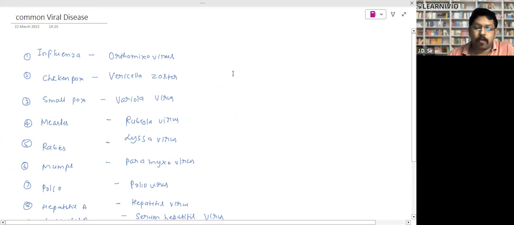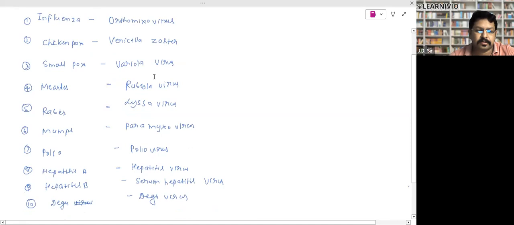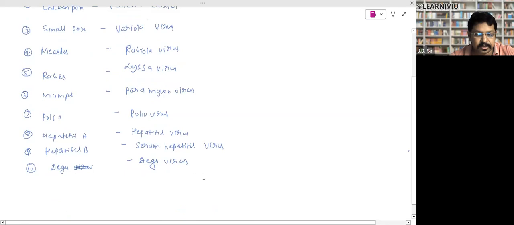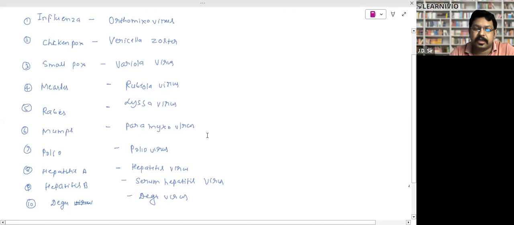Now the common viral diseases, right? All of them have been asked, either individually or as a match of the following. Influenza is spread by orthomyxovirus. Chickenpox, varicella virus. Smallpox, variola virus. Measles, rubella virus. Rabies, lyssavirus. Mumps, paramyxovirus. Polio, poliovirus. Hepatitis A, hepatitis A virus. Hepatitis B, serum hepatitis virus. Dengue, dengue virus. Right. There are only 10 viruses and 10 diseases that you have to care about. Right. Take this screenshot.